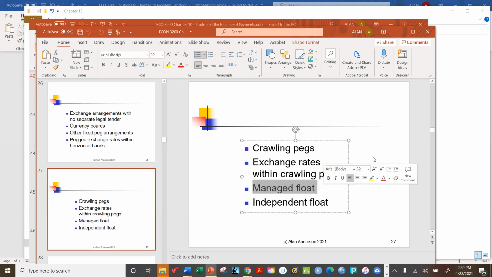Managed float means that we have flexible exchange rates where the central bank still reserves the right to intervene in foreign exchange markets. Independent float means that it's completely independent. The central bank never intervenes.